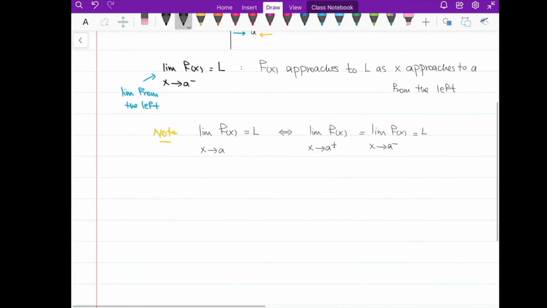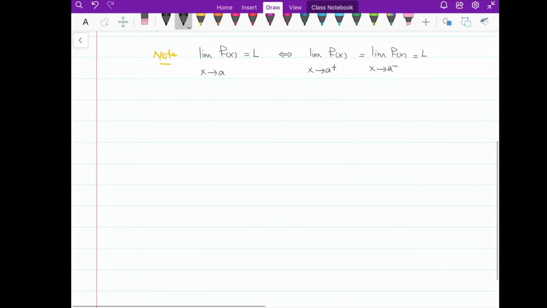So let's see how to evaluate a one-sided limit. I'm going to give you one example. What is the limit of f of x as x approaches 2, when f of x is equal to this piecewise function: x plus 1 if x is less than 2, and x squared minus 4 if x is greater than or equal to 2.